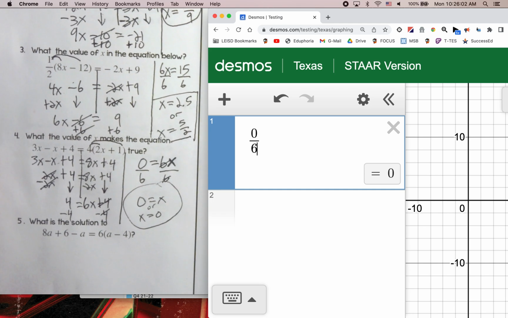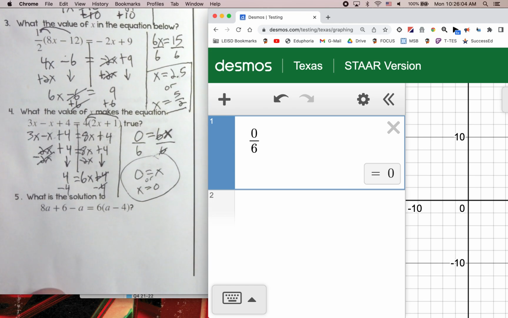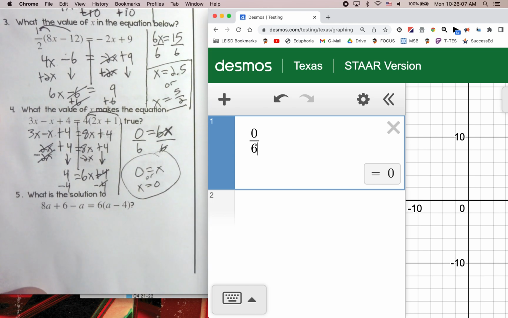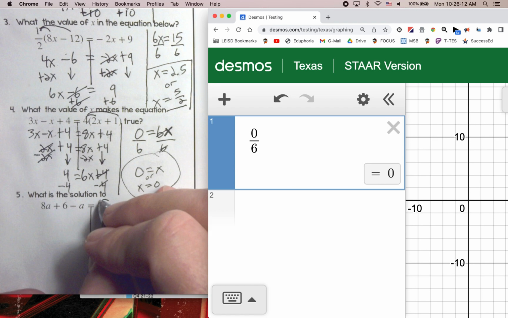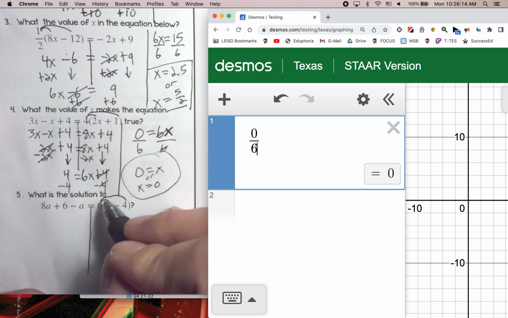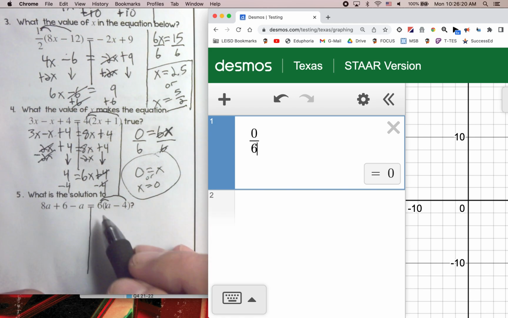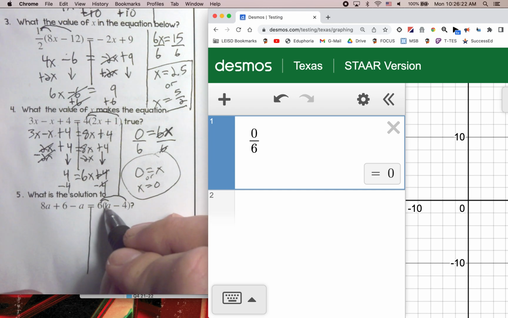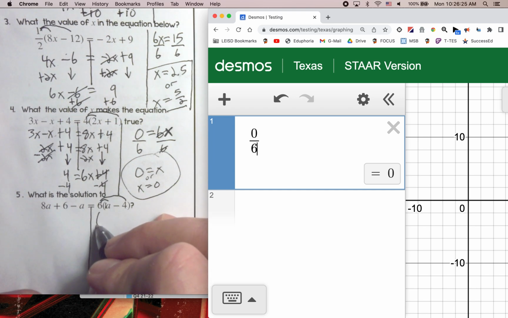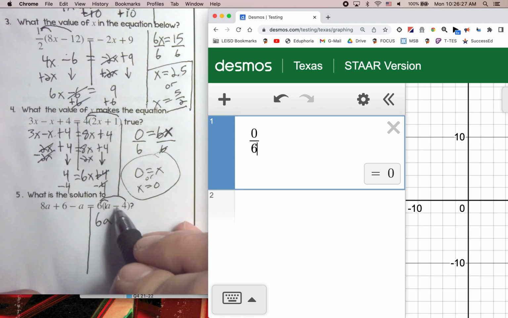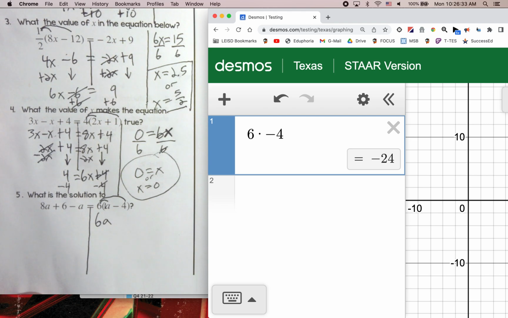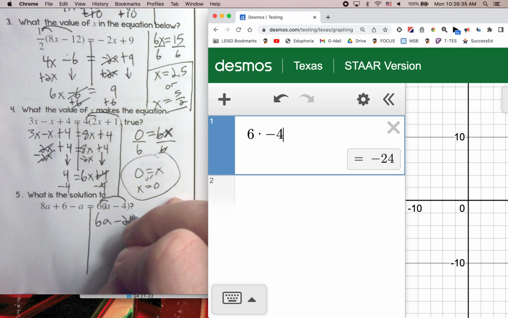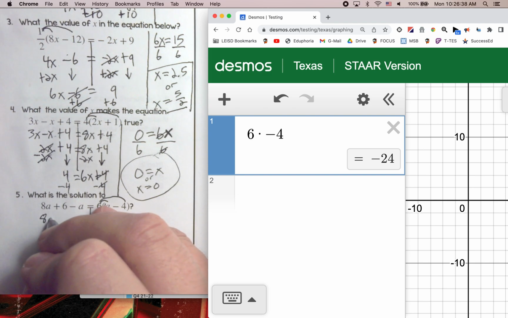All right, let's look at number 5. It says, what value makes this one true? Once again, we're going to follow the same steps. First step is to ask, can you distribute? Well, I've got parentheses there, so I'm going to multiply through. So 6 times, I'm going to put a little 1 in front of that in case you don't remember. If you just see a variable by itself in parentheses like that, it means there's one of them. So 6 times 1a is 6a. 6 times negative 4 is negative 24. I'm still going to bring down this 8a plus 6 minus a.